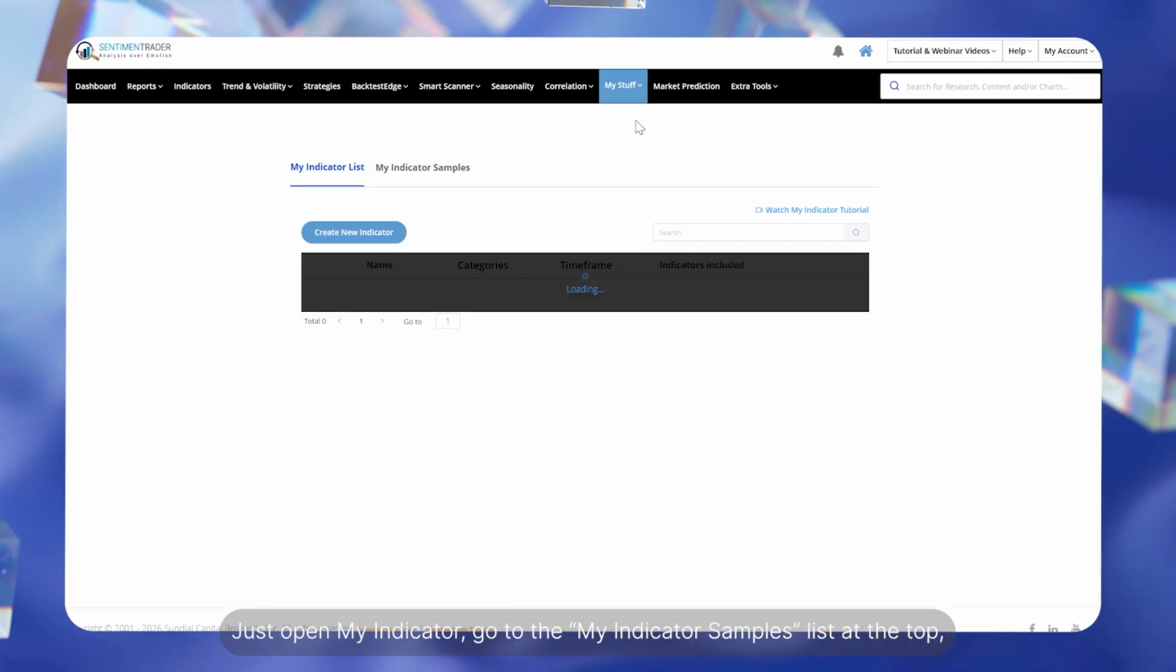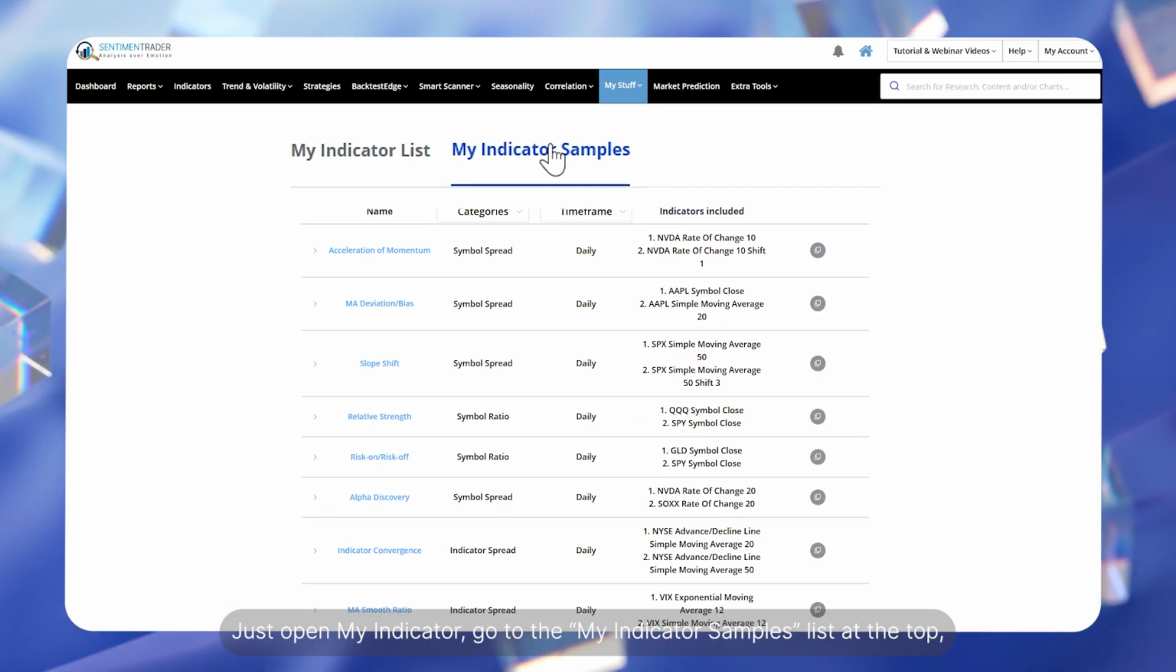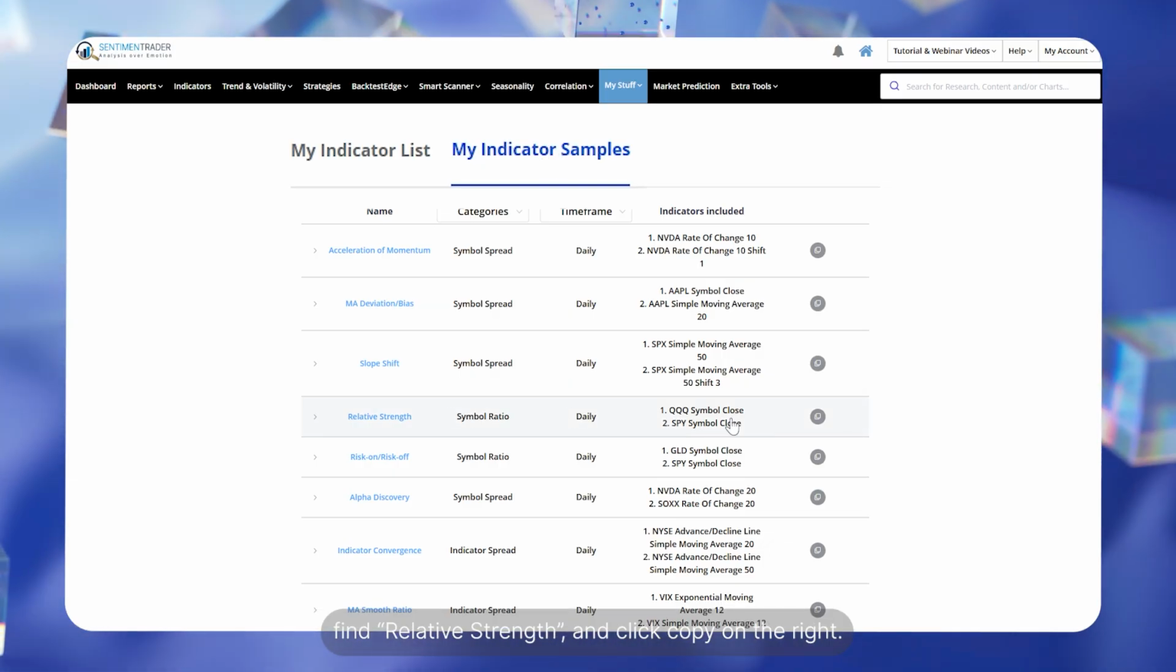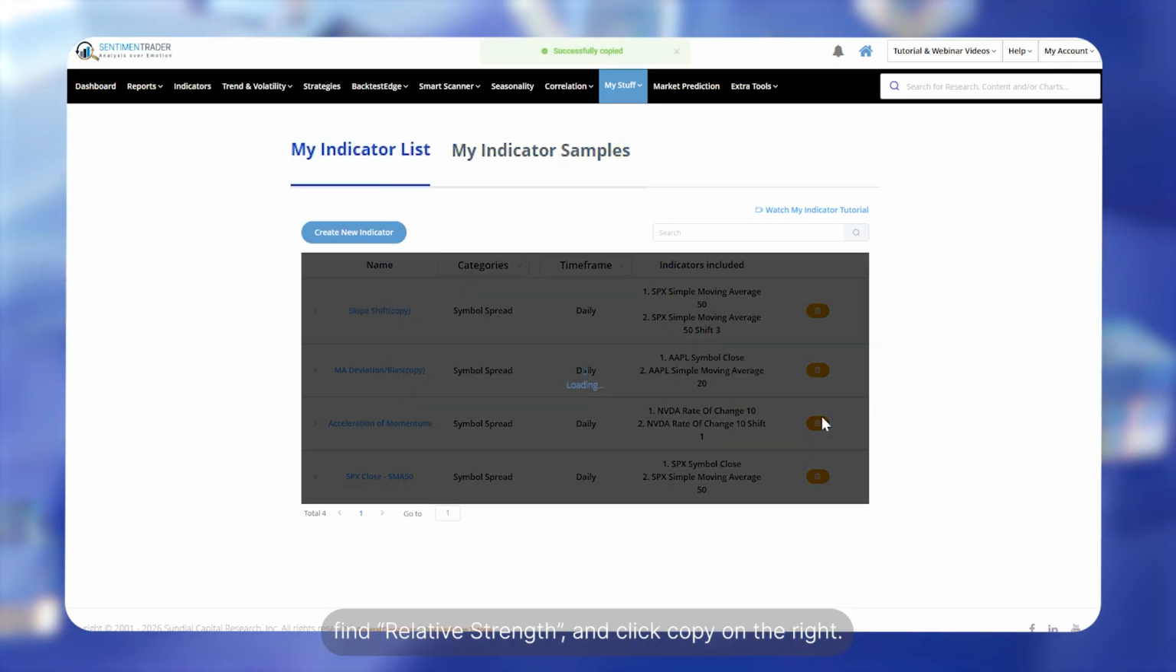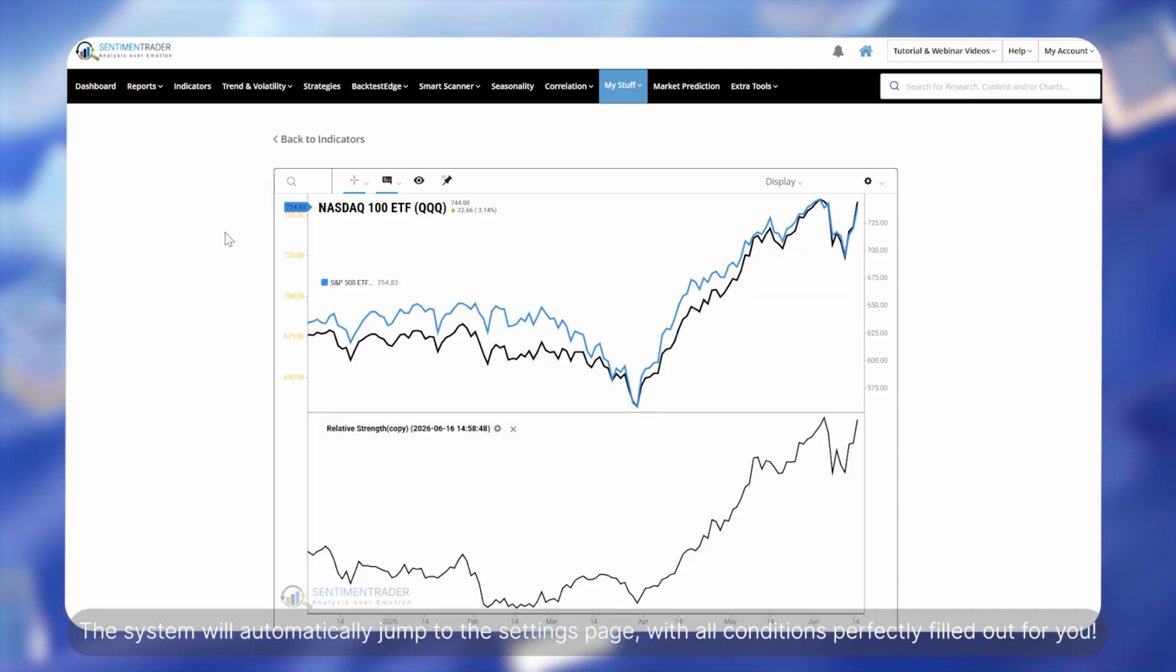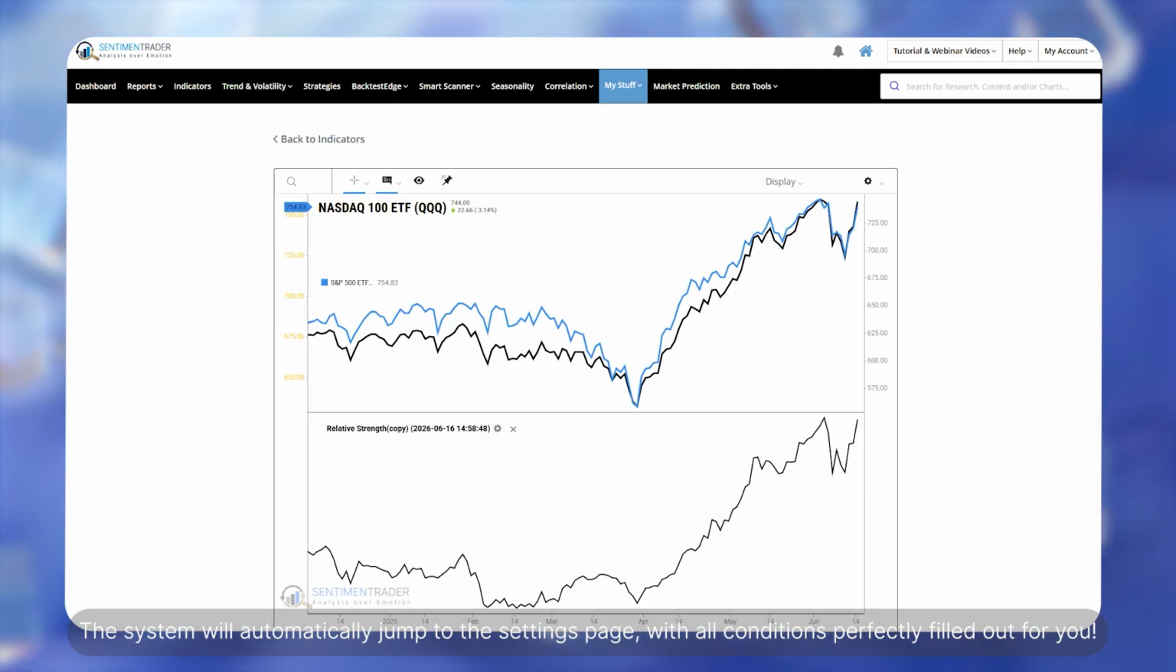Just open My Indicator, go to the My Indicator samples list at the top, find relative strength, and click Copy on the right. The system will automatically jump to the settings page with all conditions perfectly filled out for you.